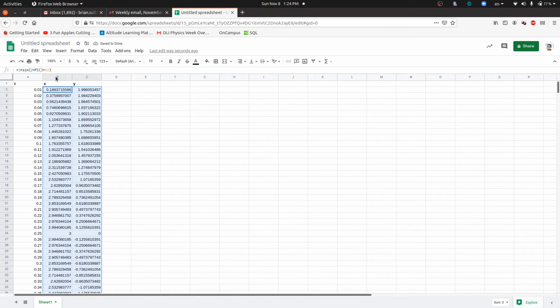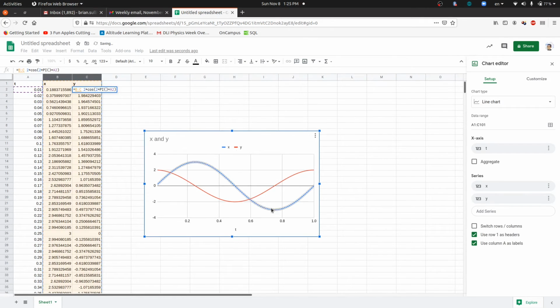Now to visualize the path here, I know this is an oscillatory function, so x is going to oscillate between plus and minus 3. That's the amplitude here. y is going to oscillate between plus and minus 2. That's the amplitude there. So I'm selecting B and C. Let's insert a chart. I see x and y as a function of time here.